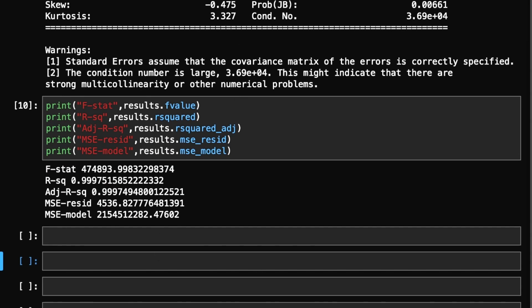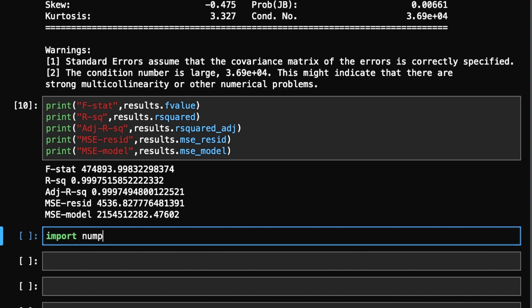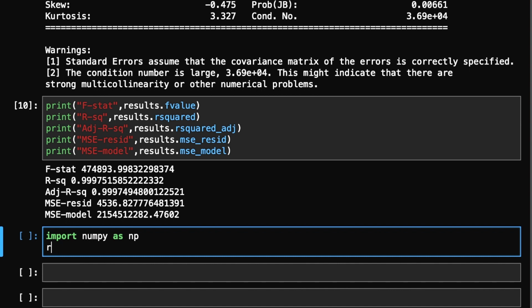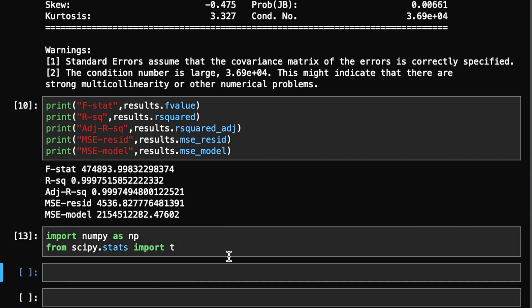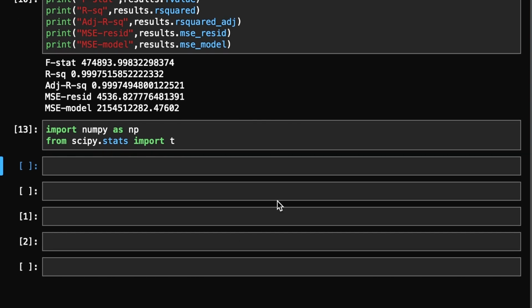The first thing that I'm going to do is import NumPy, because this is what we are going to use to write our function. And then I'm also going to use the t distribution from SciPy. Right. So let's get started. Let's name our function OLS. It will take input of y and x.